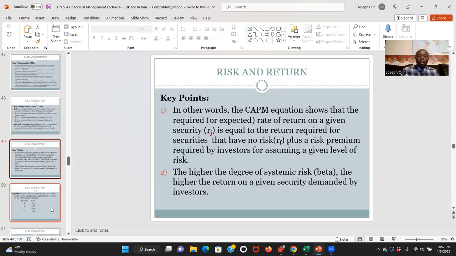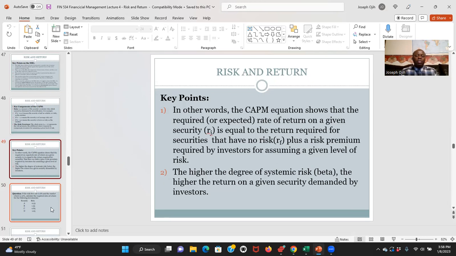So basically, what the capital asset pricing model or the security market line equation is telling us is that the required or the expected rate of return on a given security, mainly a stock, is equal to the return required for the securities that have no risk, plus the risk premium required by investors for assuming the risk of buying that security.